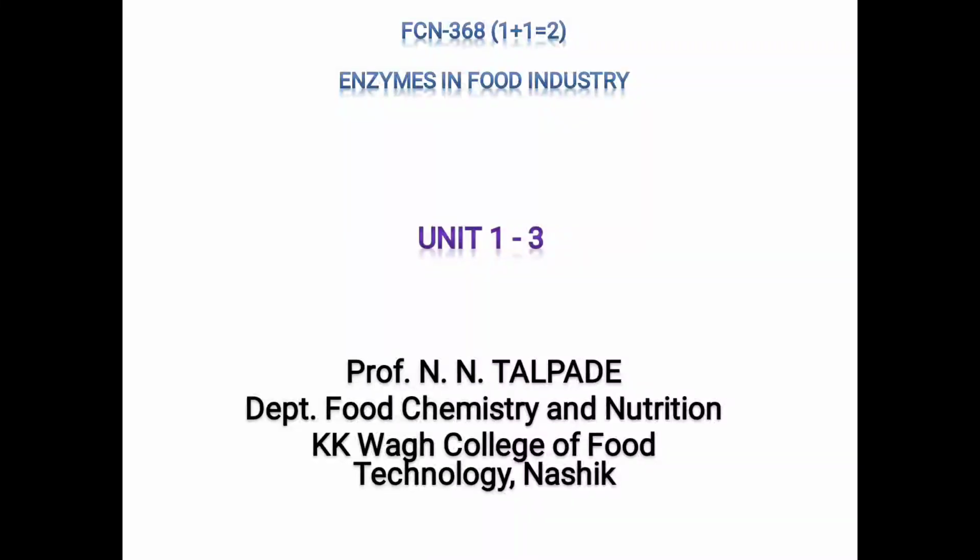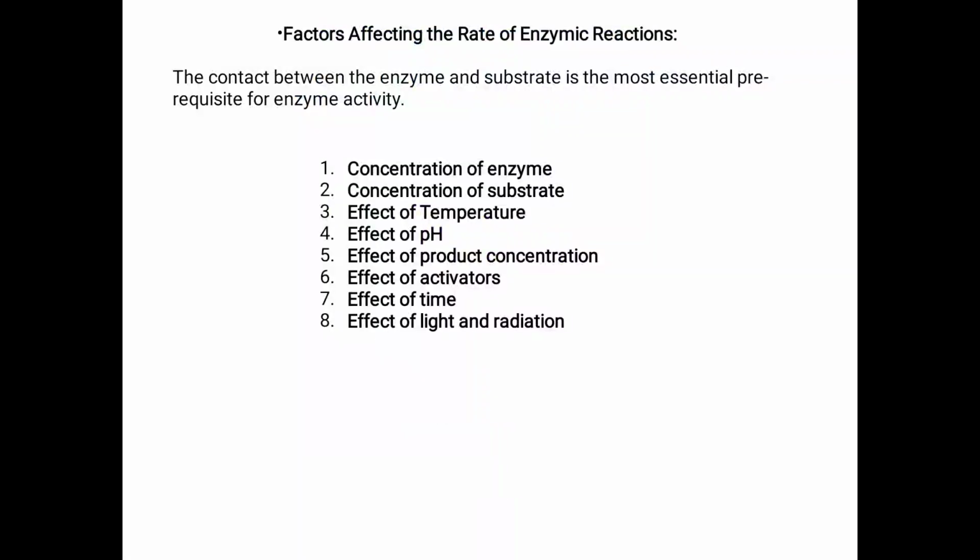So today we are going to discuss part number 3 of the enzyme. We are going to discuss the factors affecting the rate of enzymatic reaction, which are the factors that are responsible for the enzymatic reaction. There are different factors: concentration of enzyme, concentration of substrate, effect of temperature, effect of pH, effect of product concentration, effect of different activators, effect of time, effect of light and radiation.